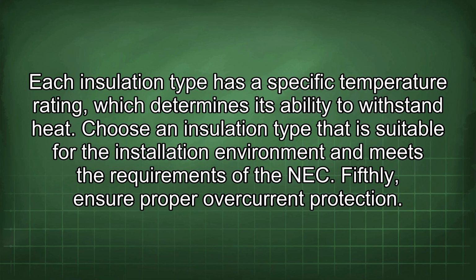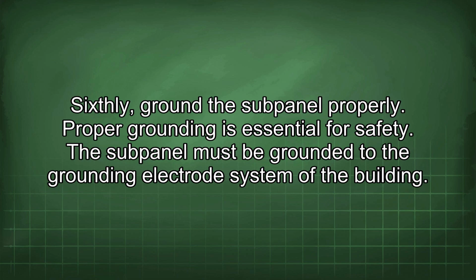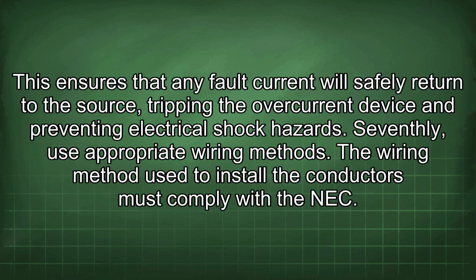Fifthly, ensure proper overcurrent protection. The subpanel must be protected by an overcurrent device, such as a circuit breaker or fuses, rated at 100 amps. The overcurrent device must be sized to protect the conductors from overload and short-circuit conditions. The conductor ampacity must be equal to or greater than the rating of the overcurrent device. Sixthly, ground the subpanel properly. Proper grounding is essential for safety. The subpanel must be grounded to the grounding electrode system of the building. This ensures that any fault current will safely return to the source, tripping the overcurrent device and preventing electrical shock hazards.